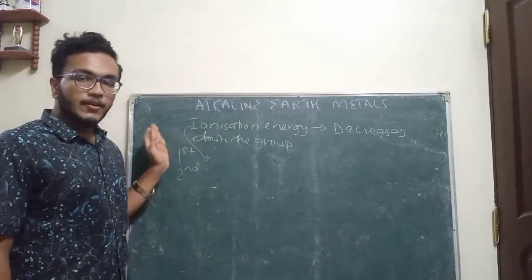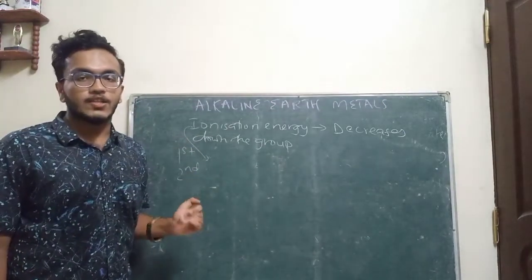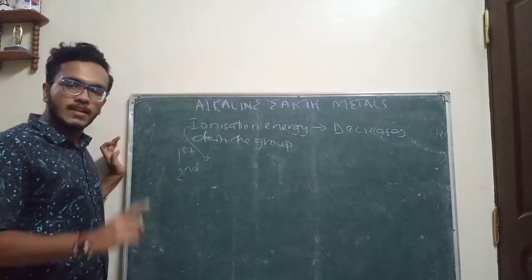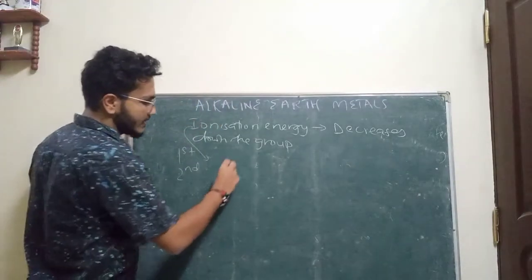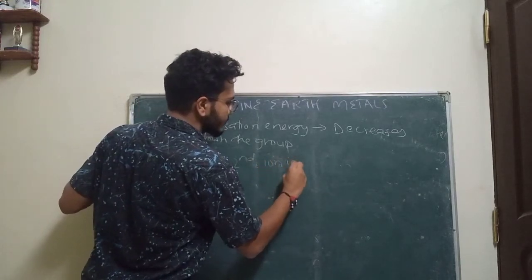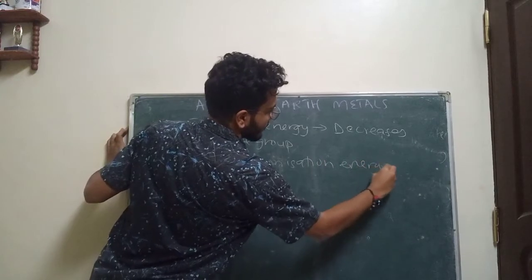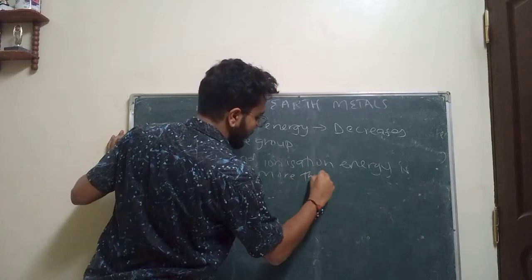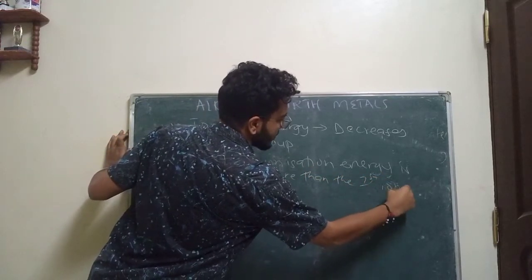Now, the first ionization energy is less than the second ionization energy, or the second ionization energy is more than the first ionization energy. Why? This is what you have to know. The second ionization energy is more than the first ionization energy.